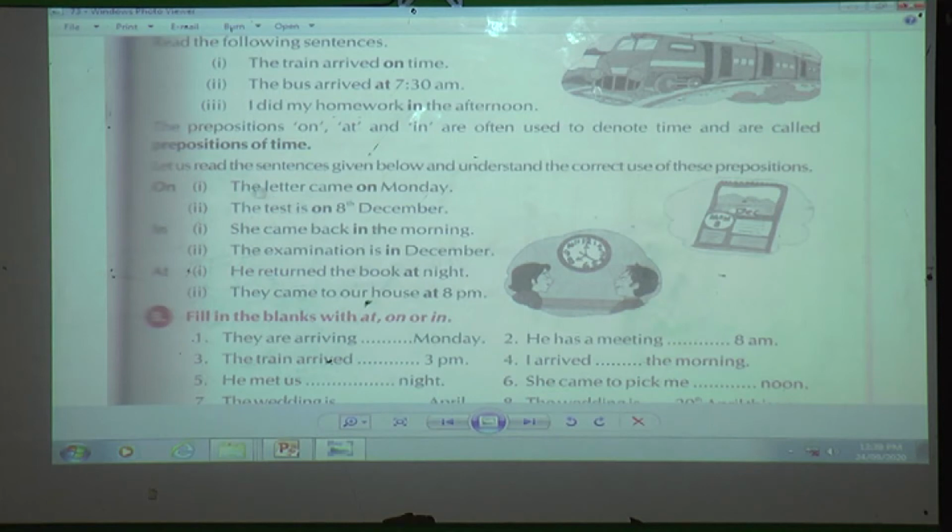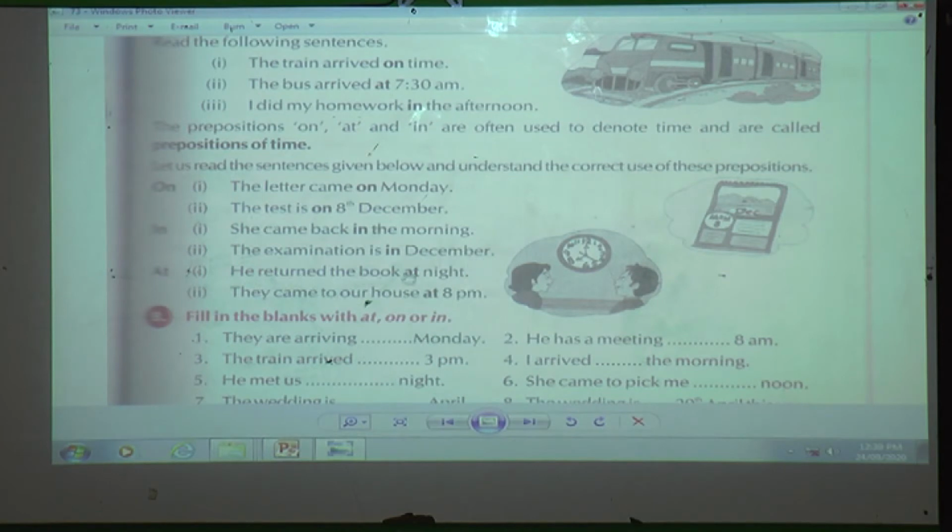Now, the letter came on Monday. So we have to choose the correct preposition from these three: on, at, in. When did the letter come? On Monday. We can't say the letter came in Monday. Yes or no? We are going to say the letter came on Monday. The test is on 8th December. Here also, they have specifically mentioned the date. She came back. When did she come back? In the morning. The examination is in December.